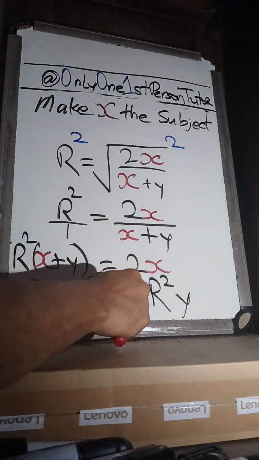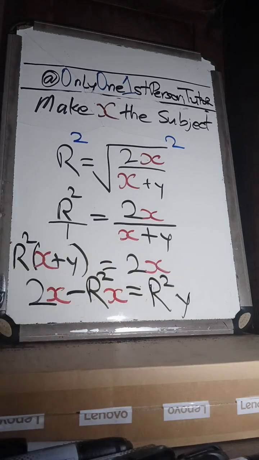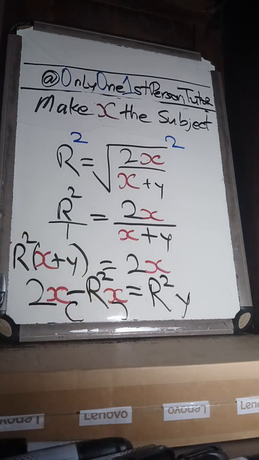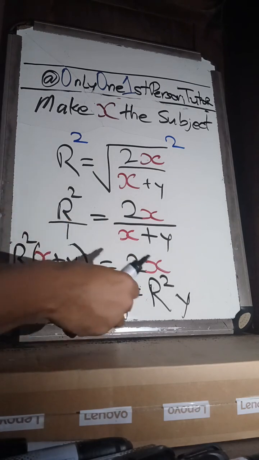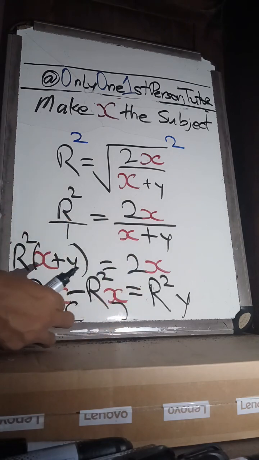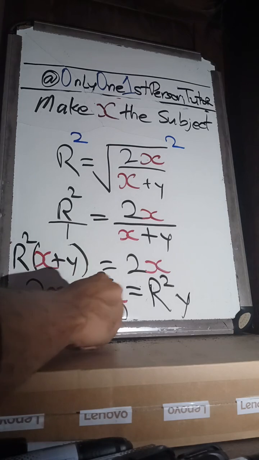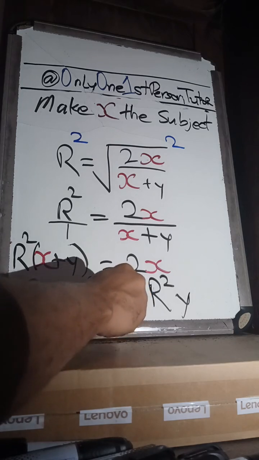Right, so now that I've done that, is the x we want, so the x come on the outside. So now we have 2 minus r squared.